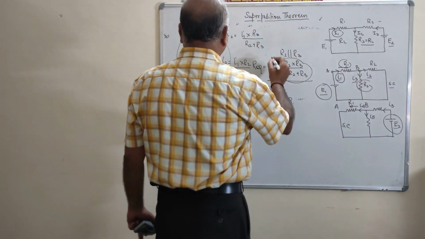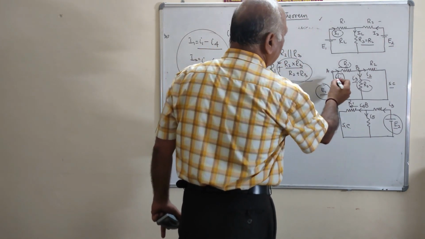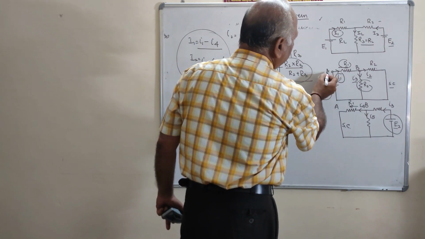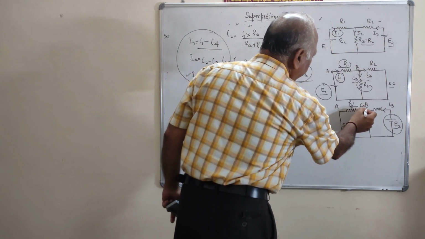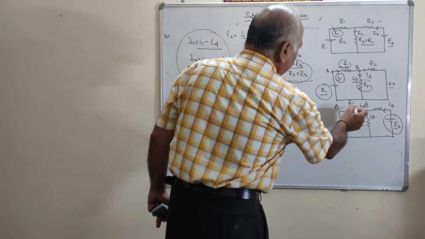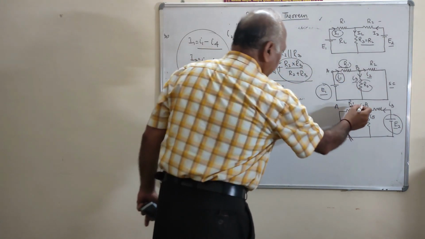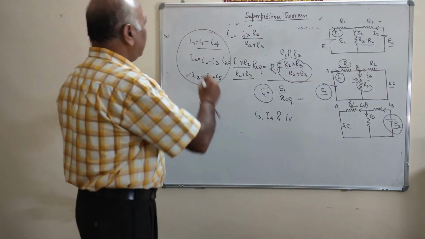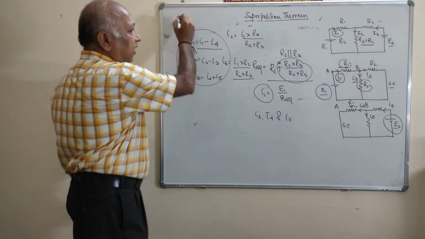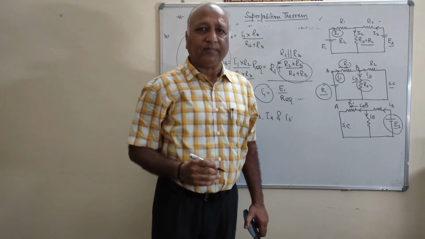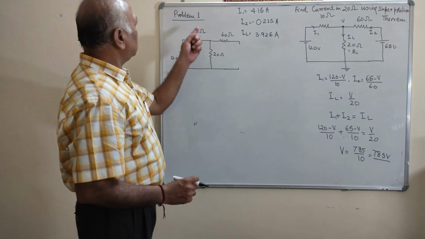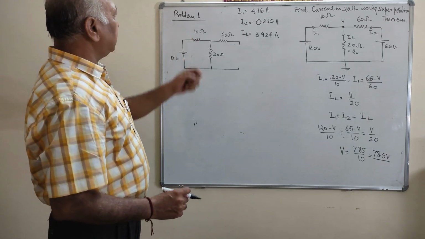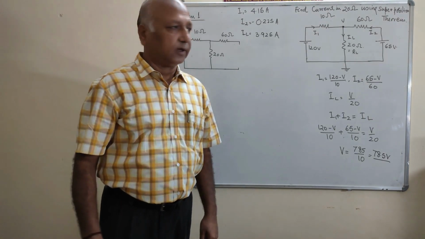Clear? Now you will see if I1 is greater than I4, then what will happen, children? The direction of the current is from A to B. If I4 is greater than I1, the current direction will be B to A. Clear? It will be explained with the help of an example. Now we will see the first problem of the superposition theorem.